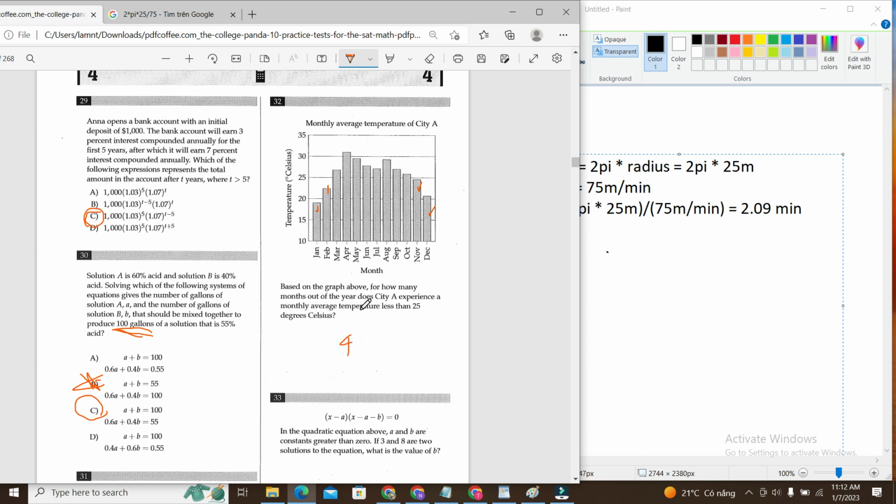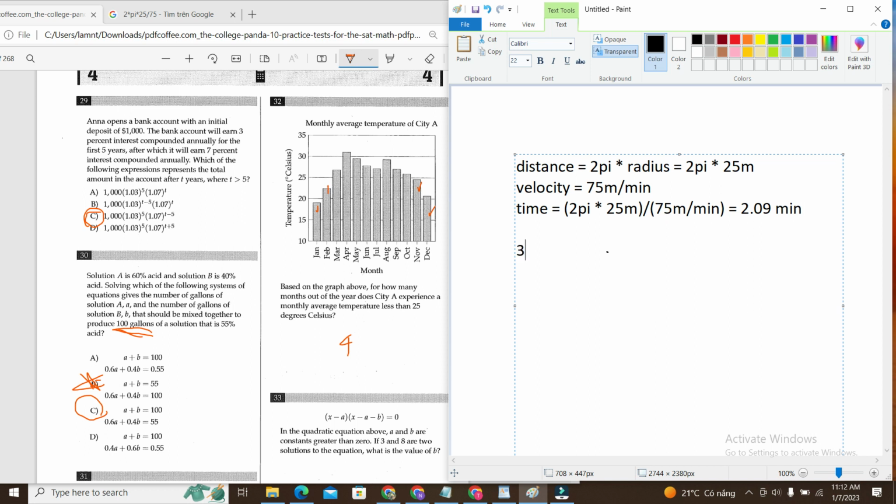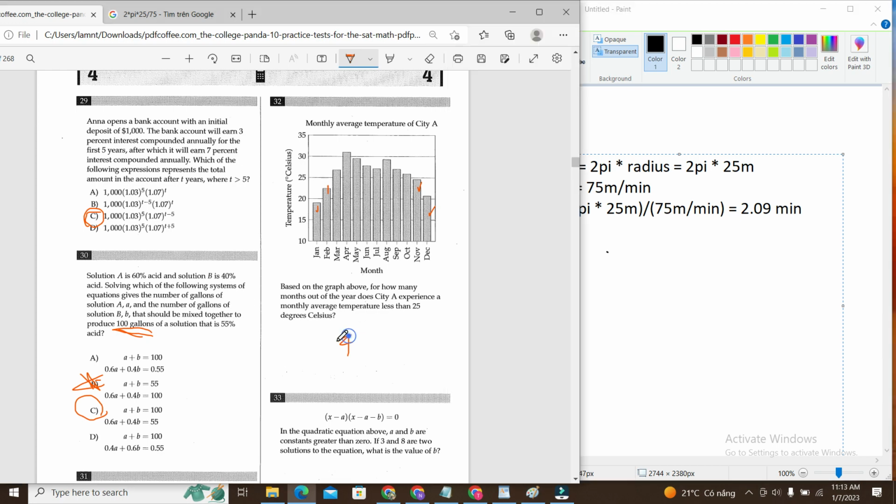How many months out of the year does CTA experience a monthly average temperature less than 25? So we can count here, anything that is less than 25 we're going to count. So we have 4, right? So 32 should be 4.